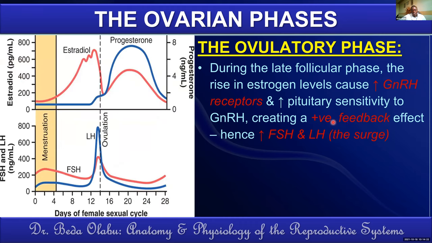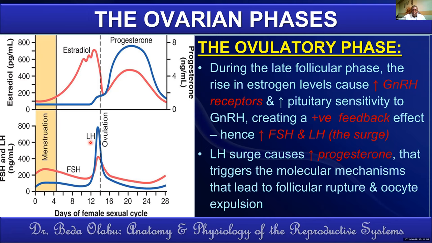The surge in the gonadotropic hormones, as we can see in this one. So look at that, rising levels of estrogen, we call that the estrogen phase. When the levels of estrogen are high there, it causes a positive feedback mechanism on the axis, and that leads to a surge in the production of luteinizing hormone and follicle stimulating hormone. The surge in the gonadotropic hormones, especially the surge in luteinizing hormone, is the one that will cause production of progesterone hormone.